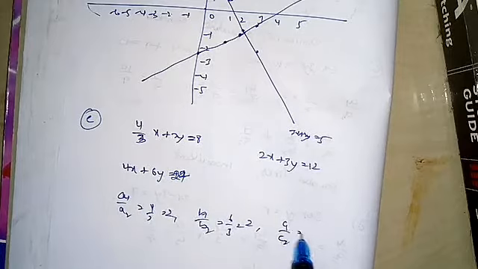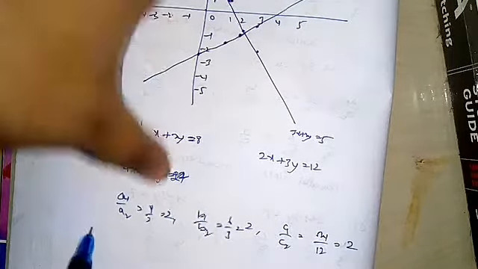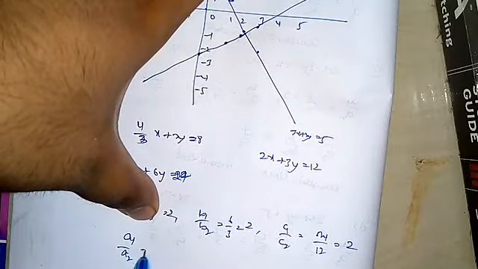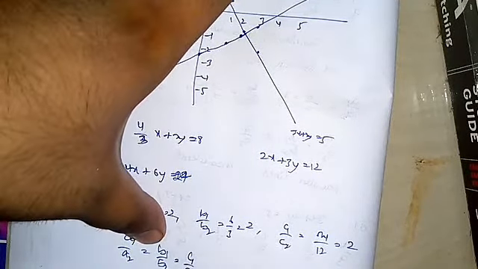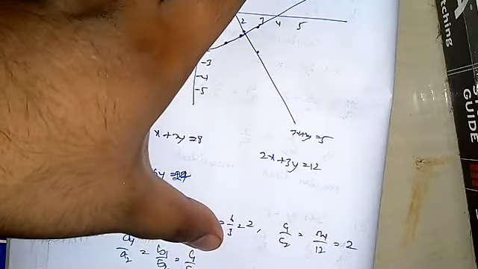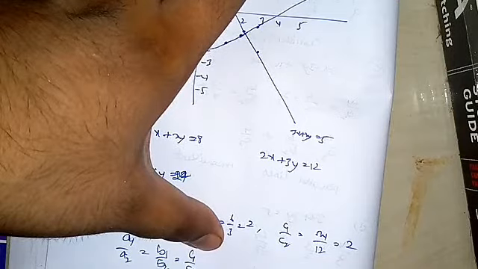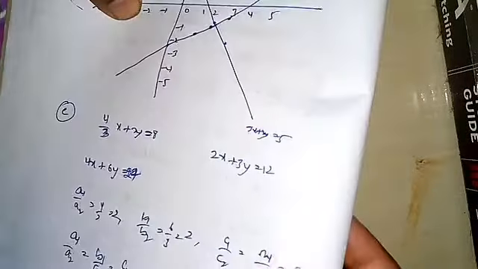C1 by C2 is equal to 24 by 12 is equal to 2. Therefore, A1 by A2 is equal to B1 by B2 is equal to C1 by C2. So these are consistent and coincident. So there will be infinitely many solutions for this.